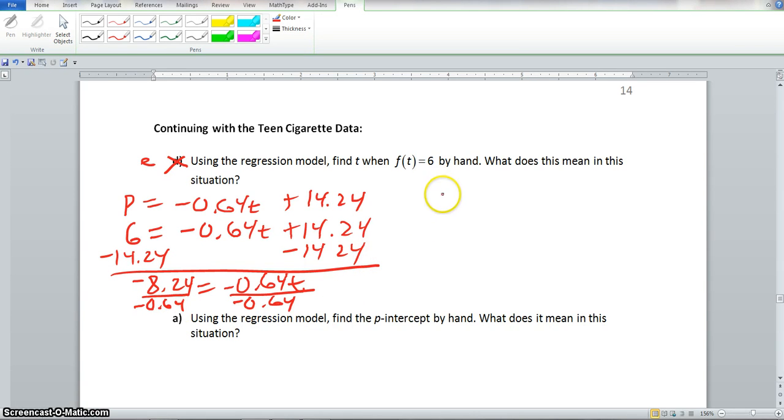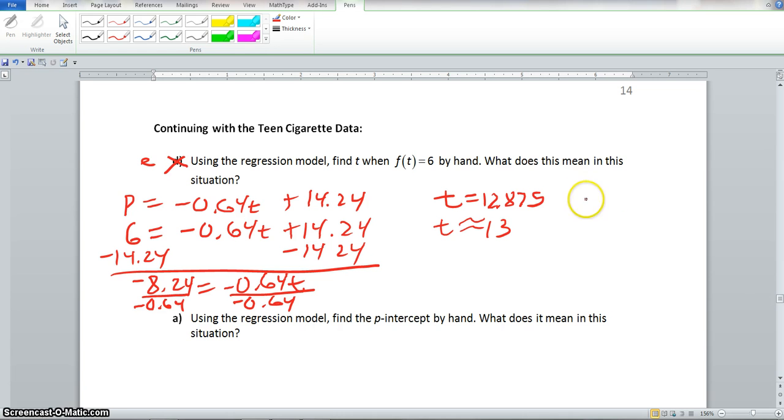So our final answer here would be t is equal to 12.875. Now, we know we're doing this by year, so 12.875 would be approximately 13. And since we're starting from the year 2000, we know our answer would be 2013.